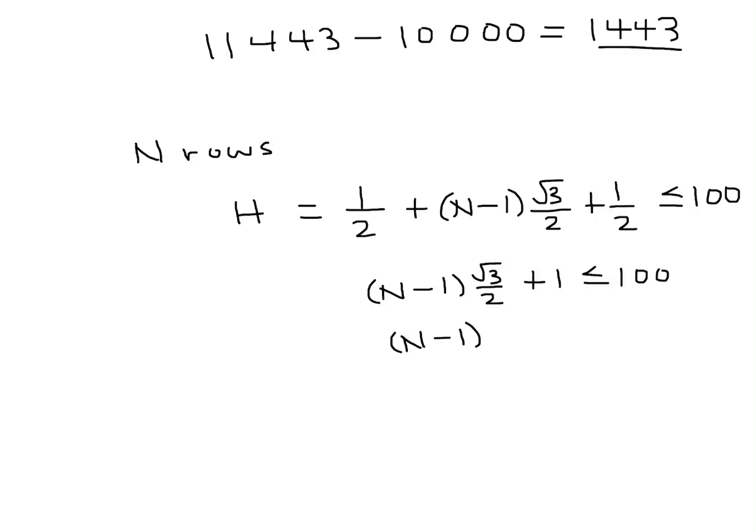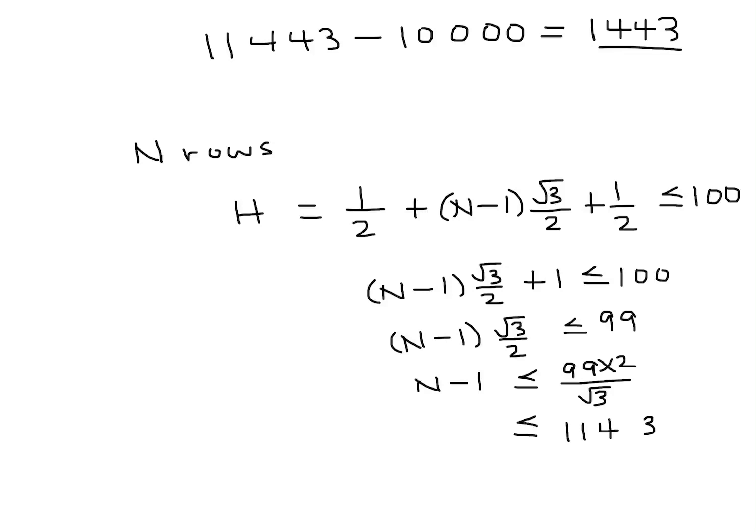So (n minus 1) root 3 over 2 is less than or equal to 99. N minus 1 is less than or equal to 99 times 2 over root 3. And if you do the math here, this becomes 114.31 for n minus 1. And therefore n is less than or equal to 115.31. N represents the number of rows, so the maximum n can be is about 115 rows. And that's exactly what we had.